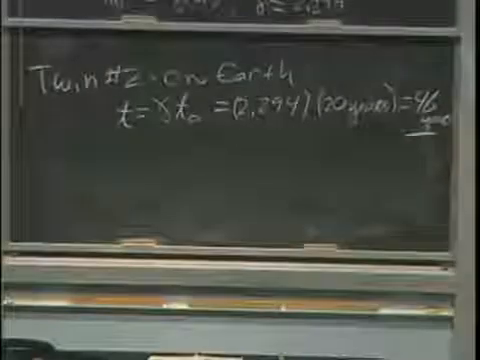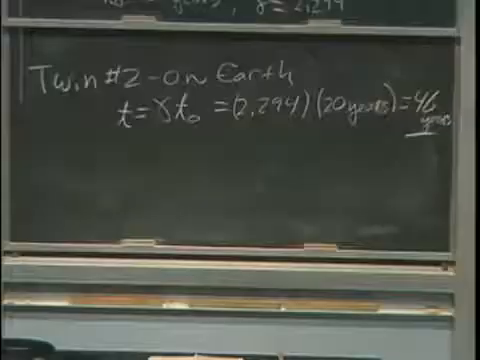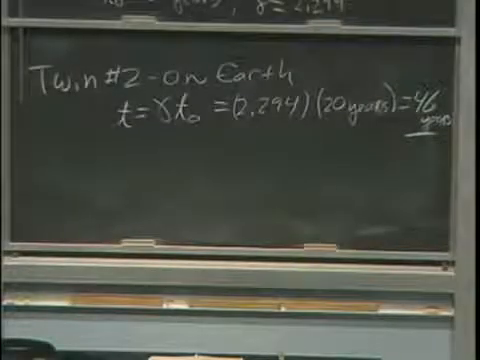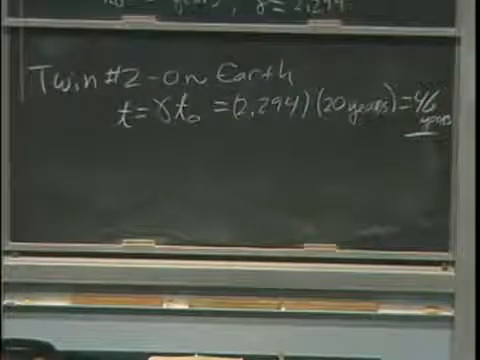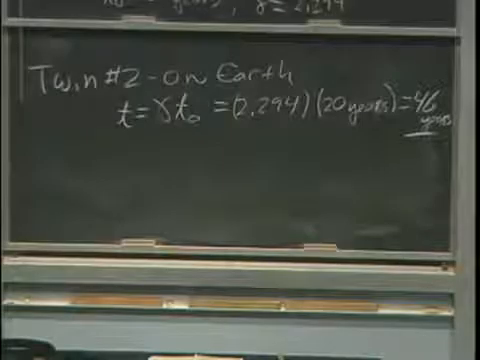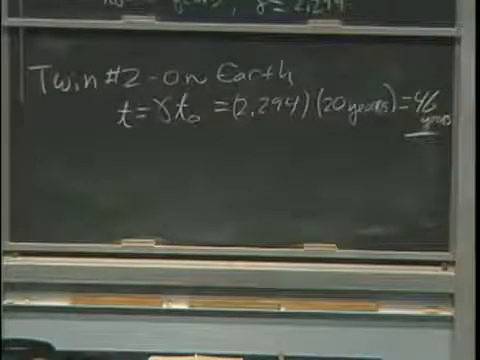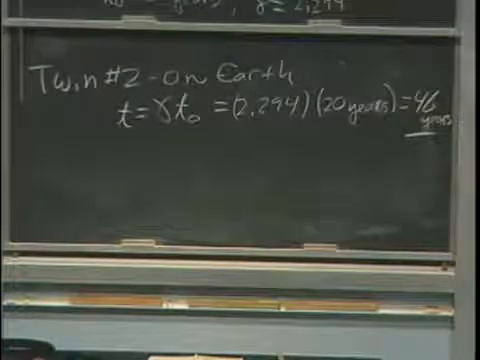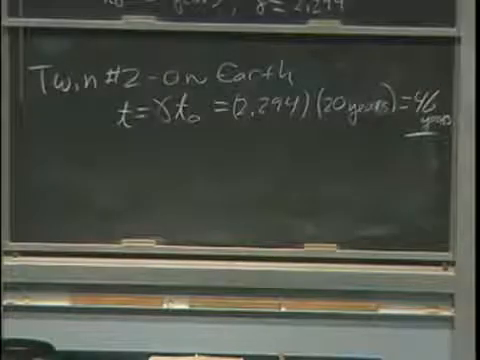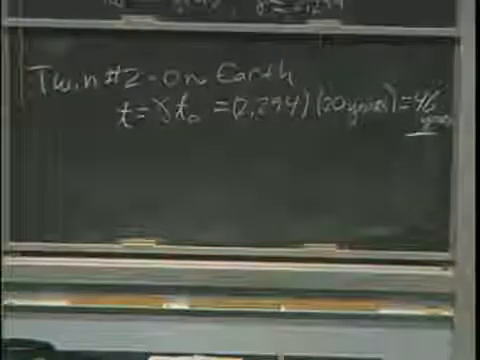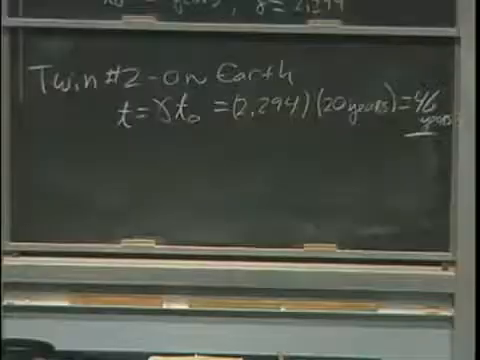So that twin, number one, that traveled out on the spaceship has aged 20 years during this trip, and the twin number two that stayed on Earth aged 46 years. So they are not the same age when that twin number 2 returns.